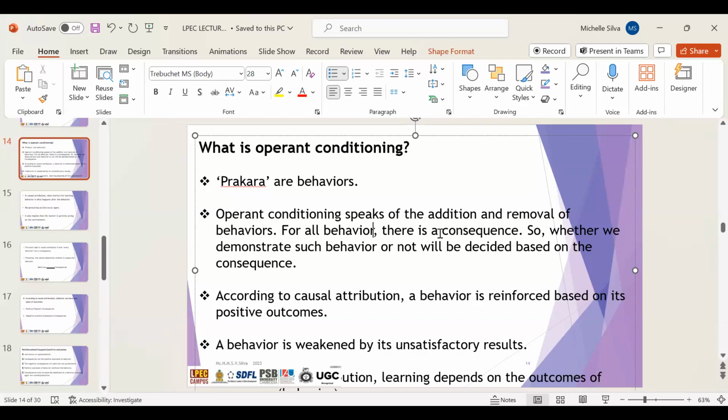So the consequence is not favorable, and from that point I strictly determine not to demonstrate that behavior in future.